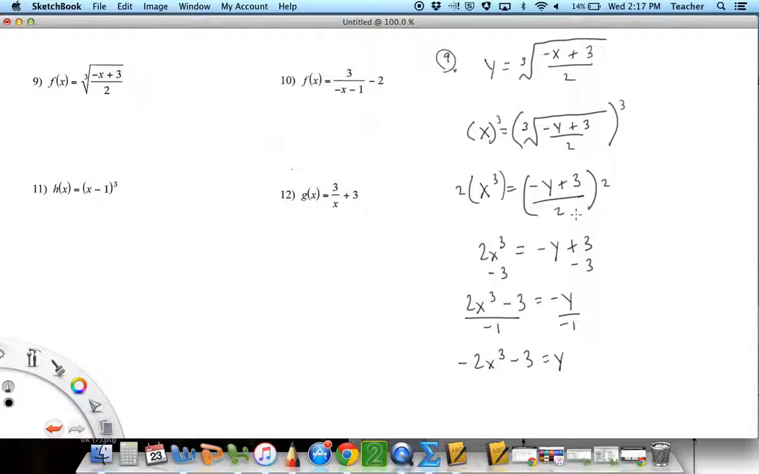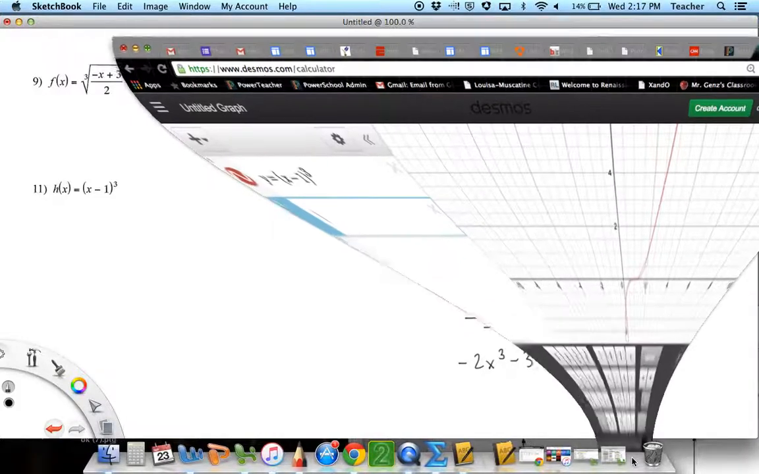But how can I ever check? How can I know that this is the inverse function? We're going to test a lot of those in class, but for the sake of this particular video, we're not going to test too much. But I do have a little demo here.